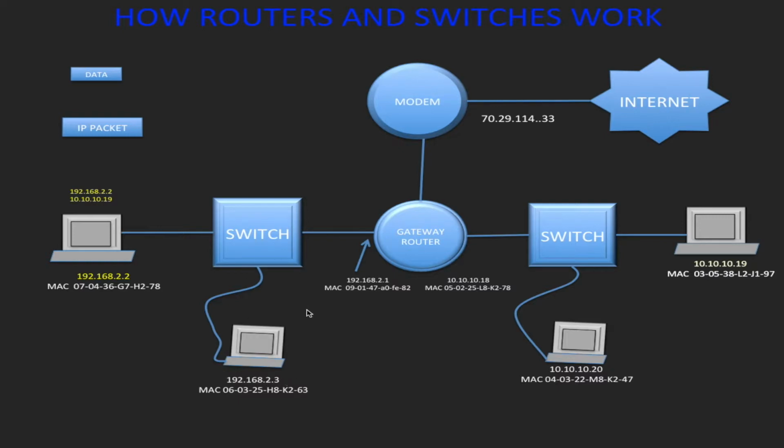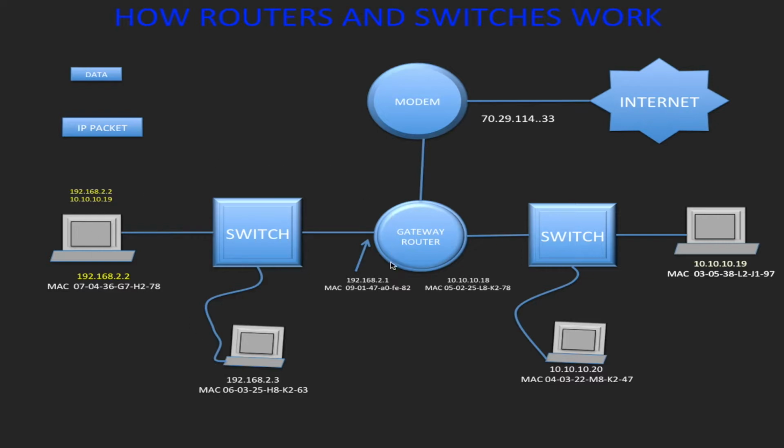All the computers connected to this switch would hear that message, but only the computer with that IP address 2.3 would actually answer. So this is the computer with the 2.3, so it would answer by saying, I am 192.168.2.3 and here is my MAC address. So it would actually send the MAC address through the switch back to this computer here. And by the way, when the ARP message goes out, the ARP message does not go through the gateway. The ARP message only stays within the local area.